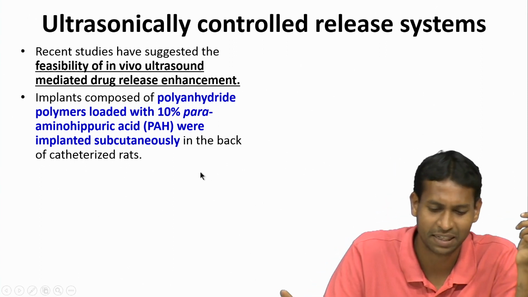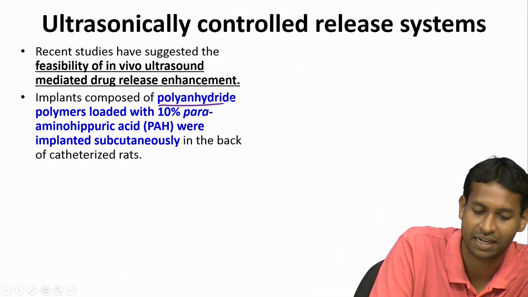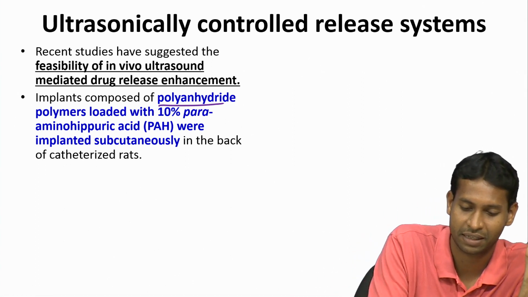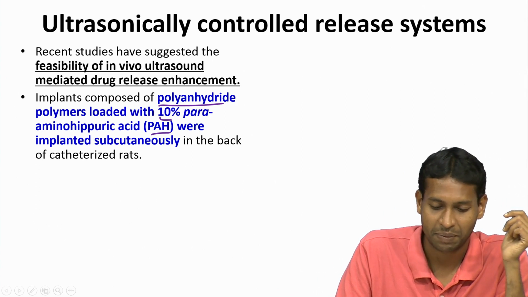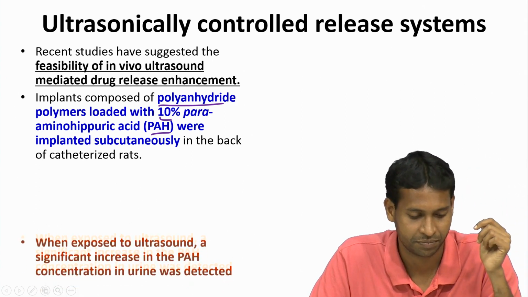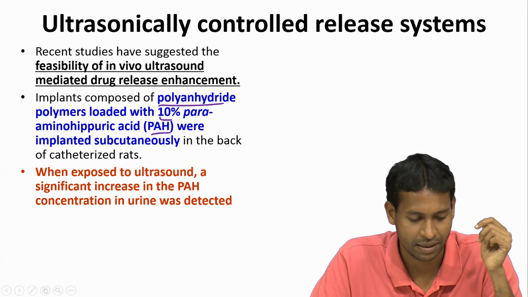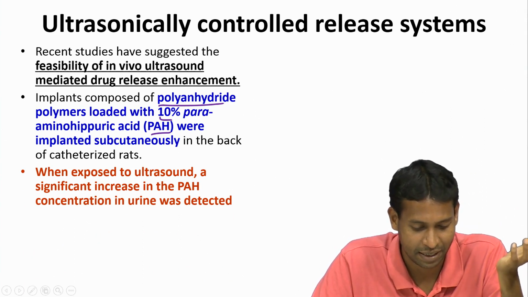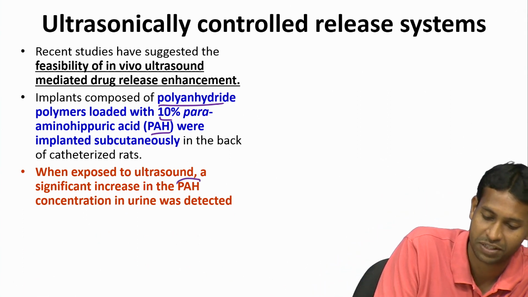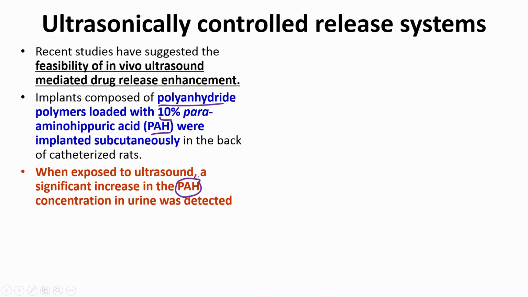In this particular example, we are talking about polyanhydride polymers that are loaded with 10% PAH, and these were implanted subcutaneously in the back of a rat. Then when these were exposed to the ultrasound, you had an increased amount of this PAH drug being detected in the urine. That means the system was releasing more PAH, and that PAH was eventually being cleared away by the urine.